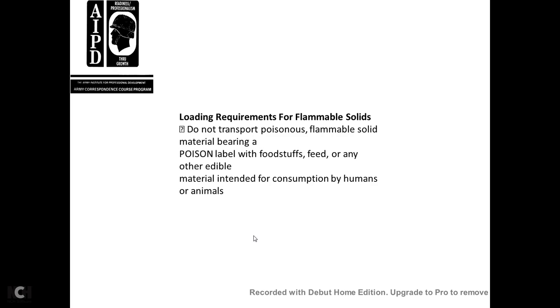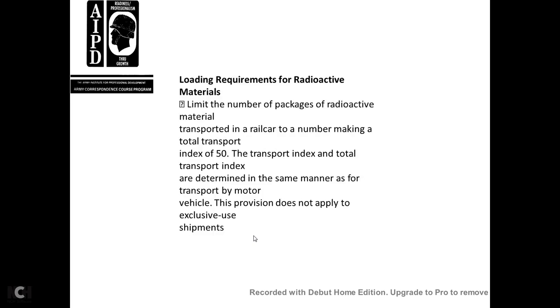Loading requirements for flammable solids. Do not transport poisonous flammable solid material bearing a poison label with foodstuffs, feeds, and any other edible material intended for the consumption of humans or animals. Loading requirements for oxidizers. Do not transport oxidizer material bearing the poison label with foodstuff, feed, or any other edible material intended for the consumption of humans or animals.